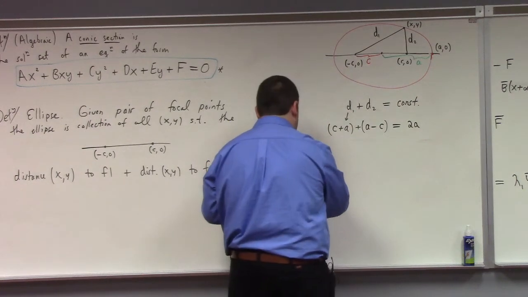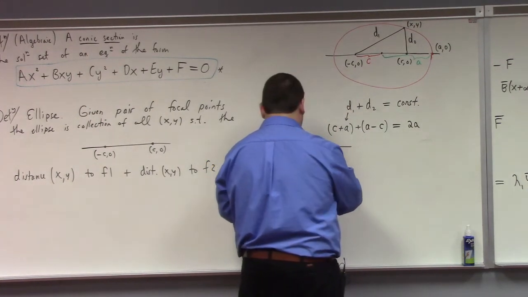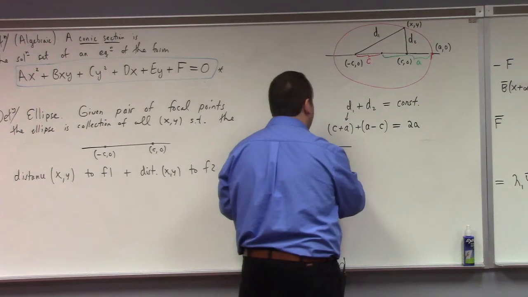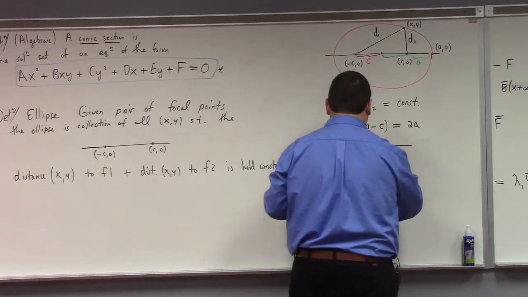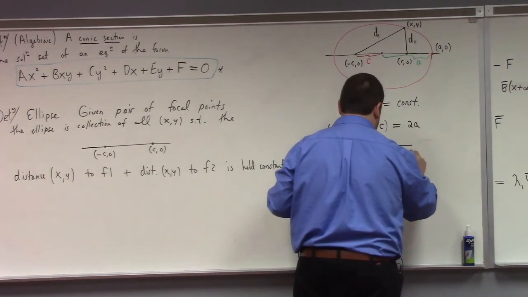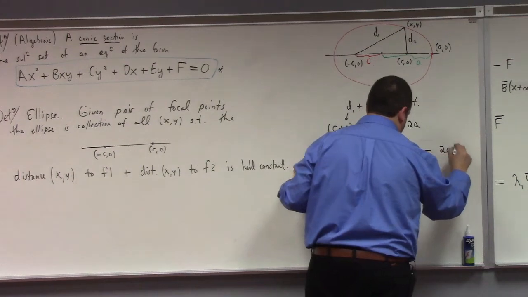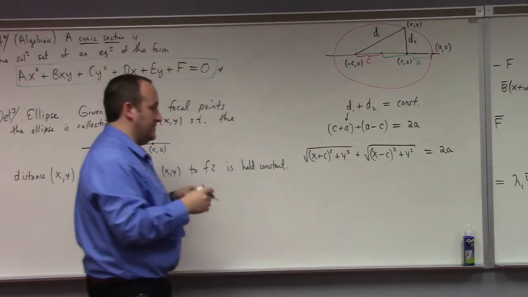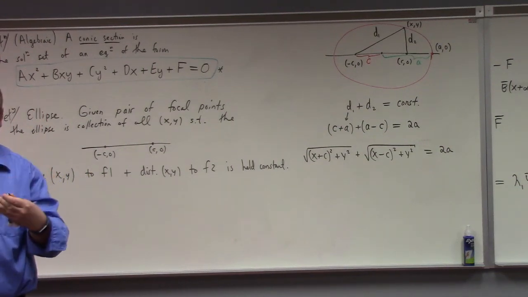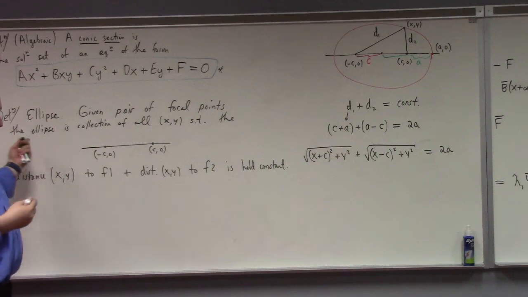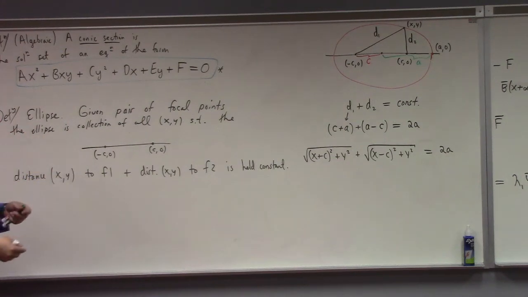So what we're looking at is the solution set of the square root of (x plus c) quantity squared plus y squared, plus the square root of (x minus c) quantity squared plus y squared, equals 2a. That is the literal geometric implication of the sentence I've given here to define ellipses, this collection of points: the sum of the distances equal to a constant. That constant has to be 2a for this particular setup of the ellipse, right?